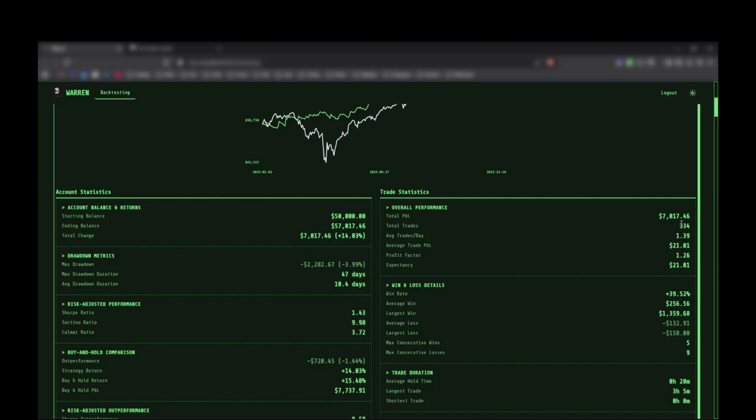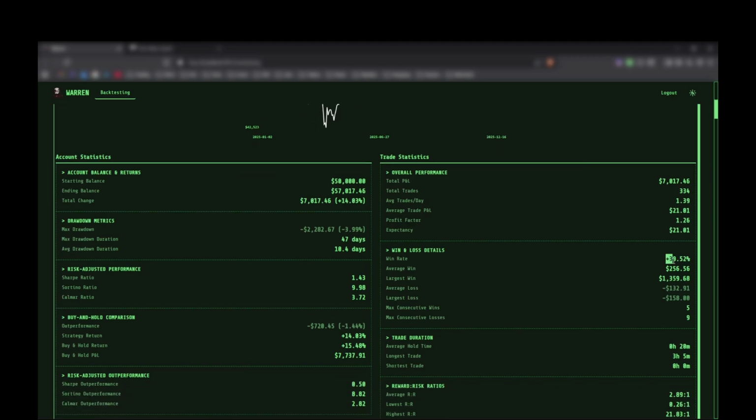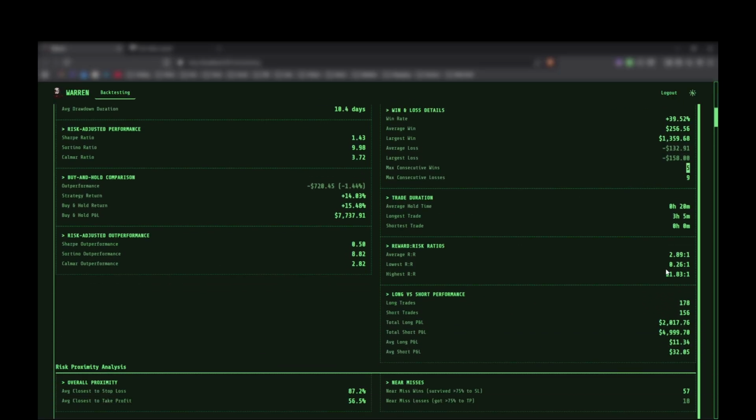How many trades was that? You had 334 trades in a year. That's a little bit more than one trade a day. Your win rate was 40%. So at one point you lost 9 times in a row, which is very difficult psychologically to go through. But at one point you also won 5 times in a row. Your average reward to risk with this strategy was 2.89, so 3 to 1 basically.